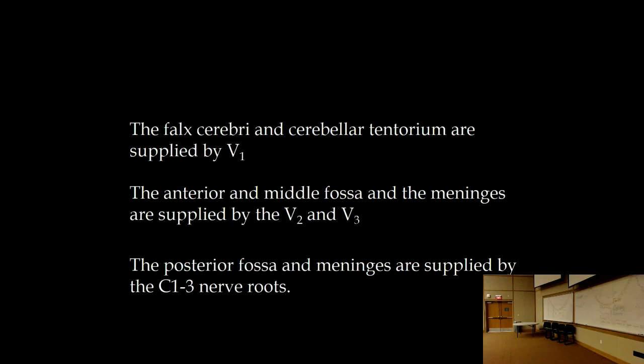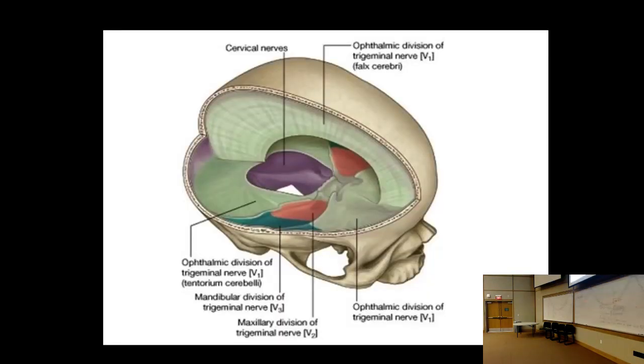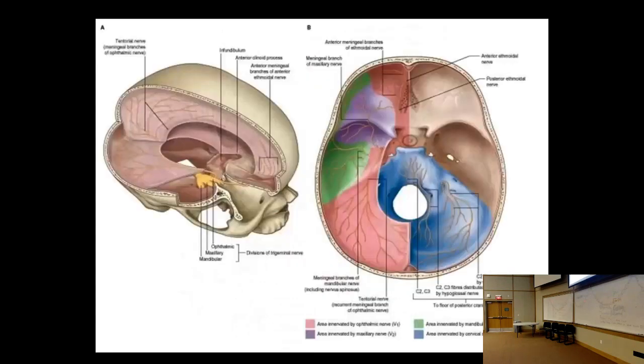Again, we will come back to all of this when we talk about headache later in the course. Here in green, we see the falx cerebri and the cerebellar tentorium. So again, that is V1. If we look on top of the brain here, we can see the middle fossa. You can imagine the temporal lobe resting right there, and the frontal lobe in the anterior fossa projecting forward. So that's V2 and V3. Then under the cerebellar tentorium, which we've cut away over here, we're looking down into the posterior fossa. Here's the foramen magnum, that opening. All of this is mainly C1 to C3 nerve roots, which supply the meninges in the posterior fossa.